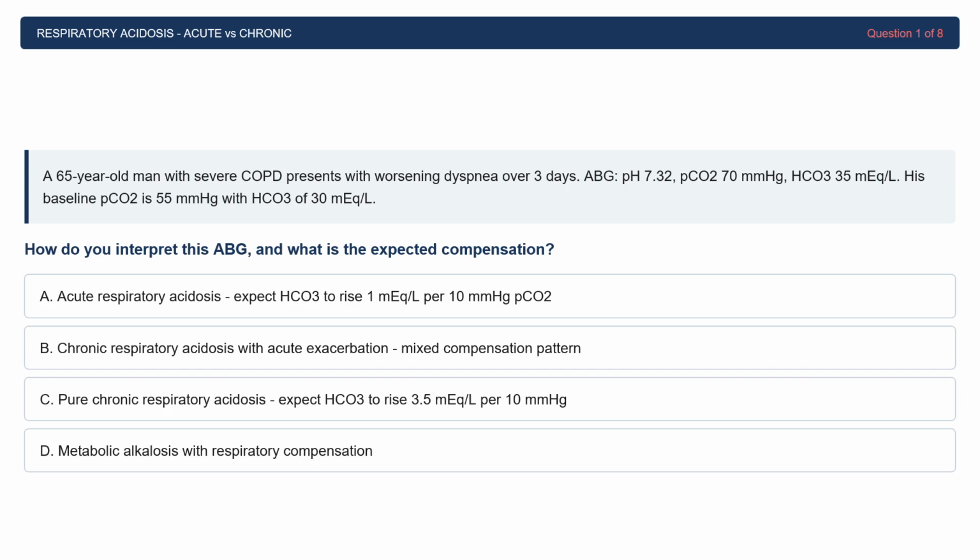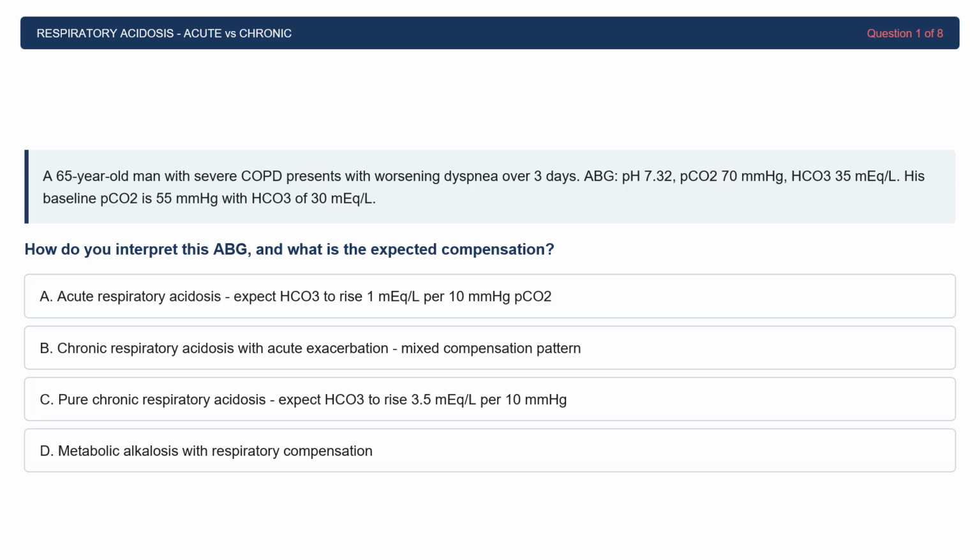A 65-year-old man with severe COPD presents with worsening dyspnea over 3 days. His ABG shows pH of 7.32, PCO2 of 70, bicarbonate of 35. His baseline PCO2 is 55 with bicarbonate of 30. How do you interpret this ABG and what is the expected compensation?